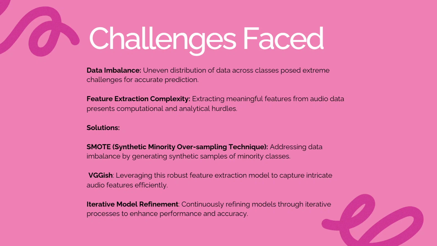Coming on to the challenges faced, we had data imbalance between different classes. We had around 250 healthy samples, 256 laryngitis samples, and 76 vocal polyp samples. So, to mitigate this imbalance, we used a technique called SMOTE, which is synthetic minority oversampling technique, to generate synthetic data of vocal polyp.